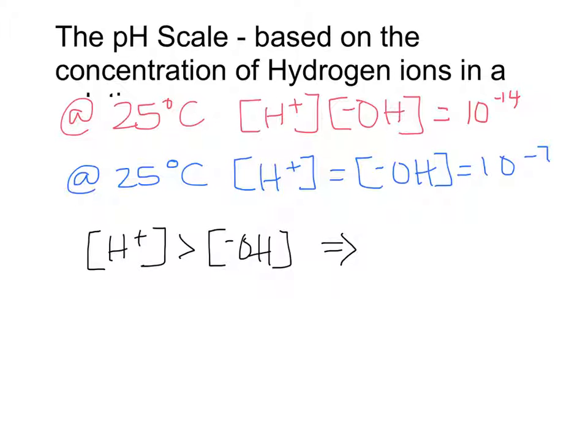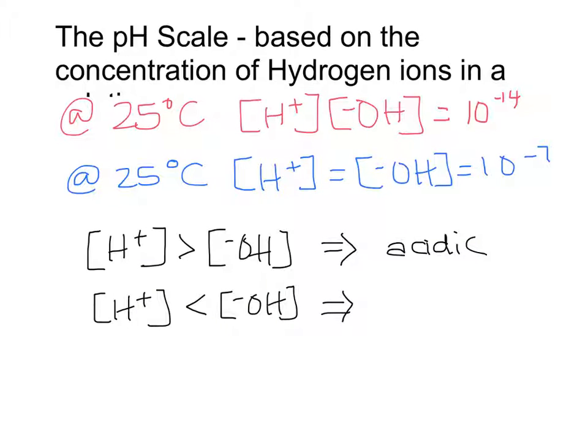If the concentration of hydrogen ions is greater than the concentration of hydroxide ions in a solution, then that solution is considered to be acidic. If the reverse is true, that solution is considered to be basic. The pH scale uses the concentration of hydrogen ions to assign a value that represents the level of acidity or basicity of a solution.